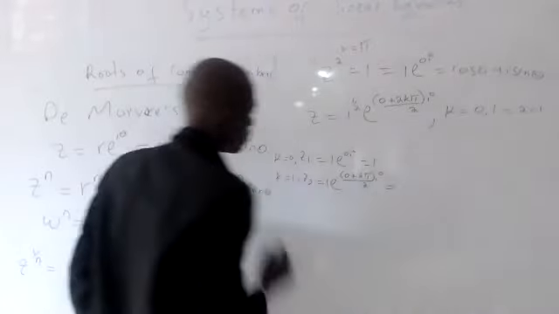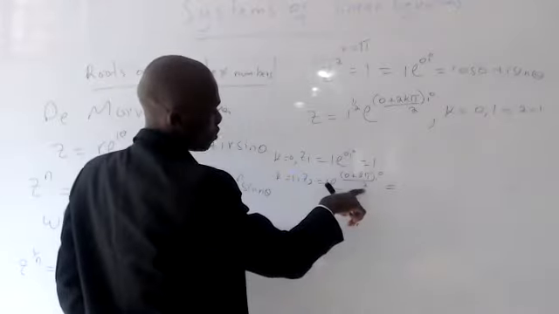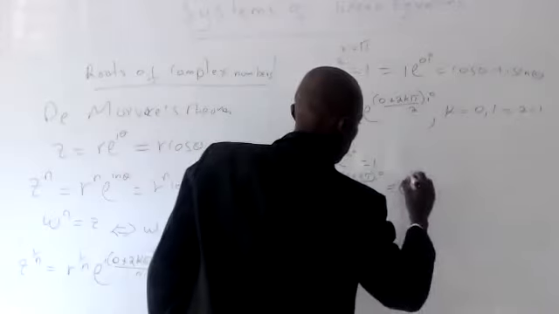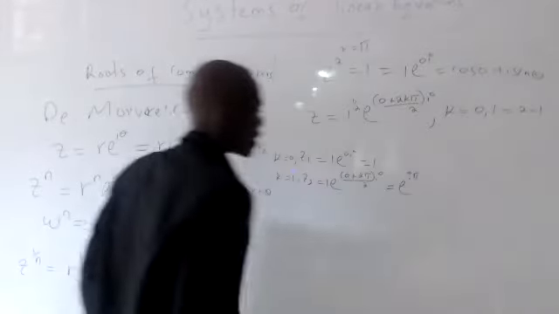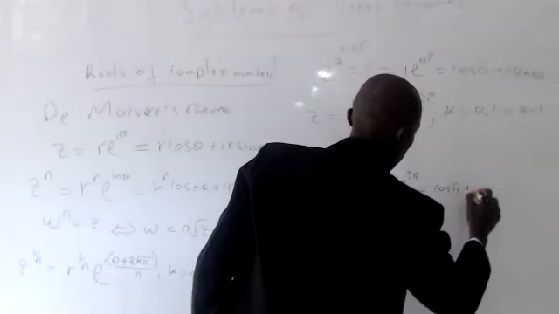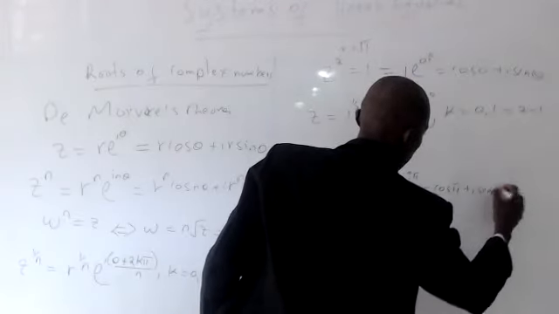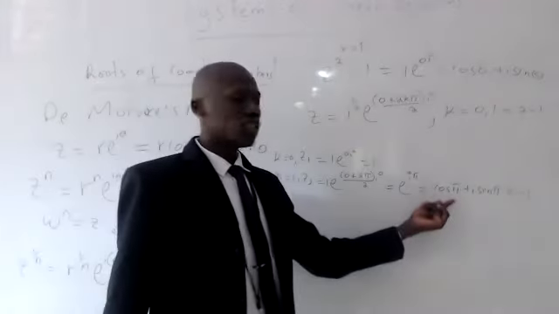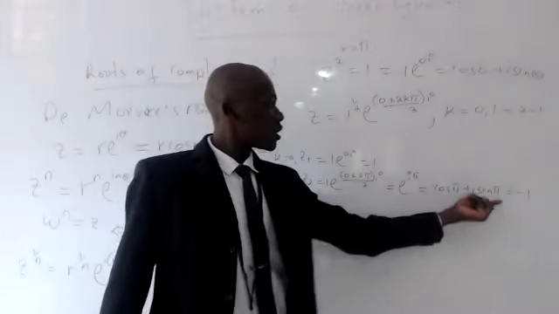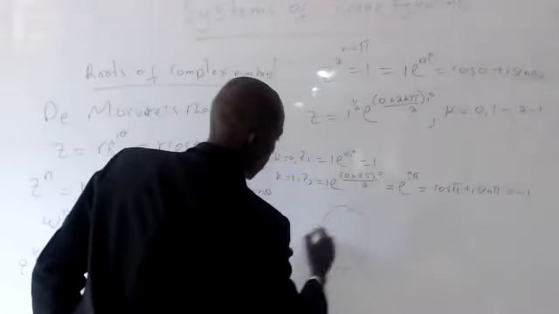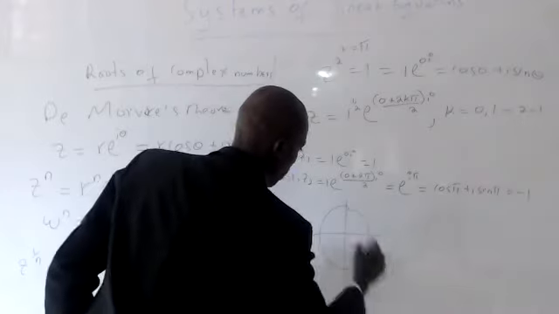So what does this give you? When you take 2 pi divided by 2, you get pi. So this is simply exponent of i pi. And this is going to be cosine of pi plus i sine of pi, which is -1, because cosine of 180 degrees is -1 and sine of 180 degrees is 0. This is very easy to see if you have a unit circle.